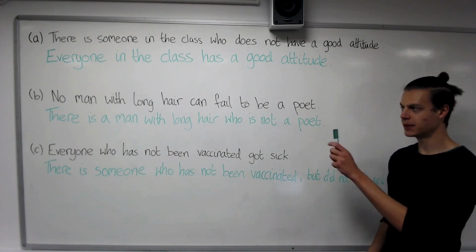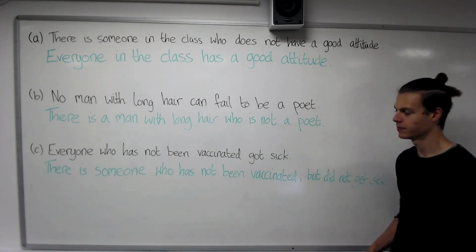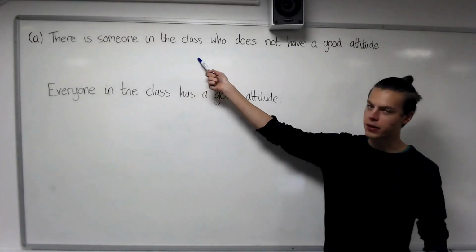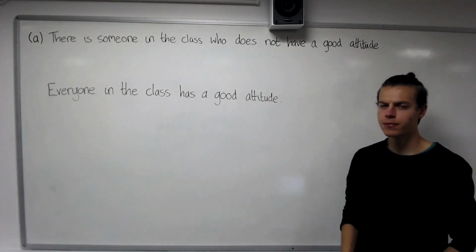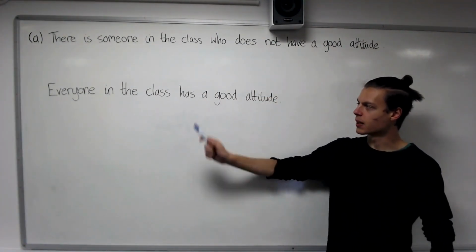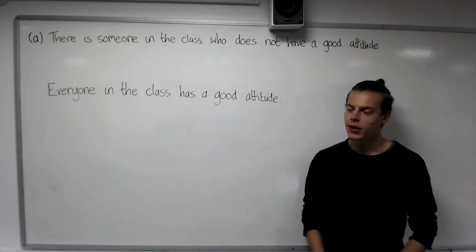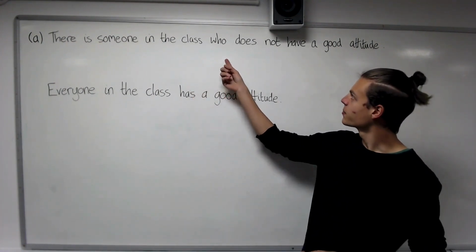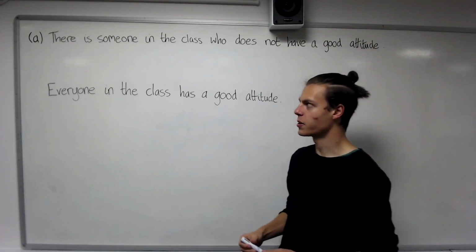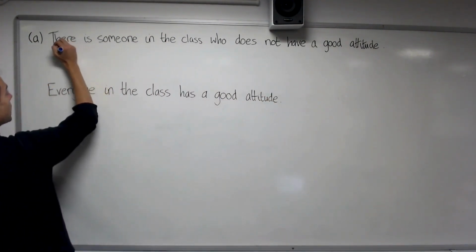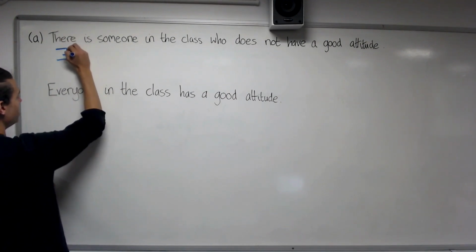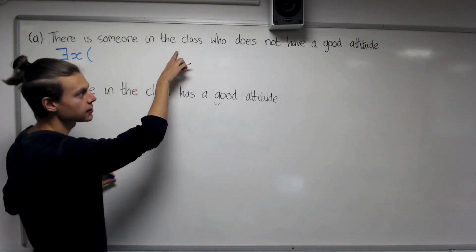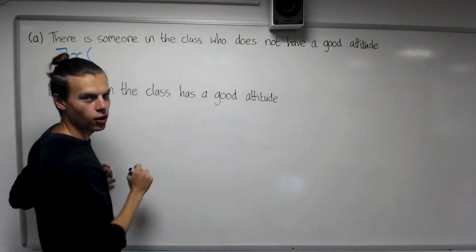Now let's translate these statements and their negations into predicate logic. Here we have a statement, there is someone in the class who does not have a good attitude, and its negation, everyone in the class has a good attitude. Let's translate these into predicate logic. So, there is someone in the class who does not have a good attitude, right? So there is something X such that X is in the class and X does not have a good attitude.